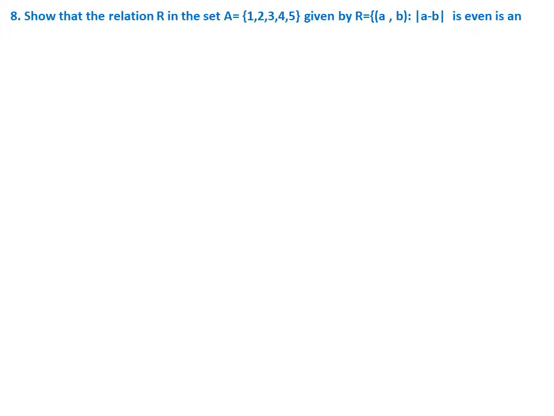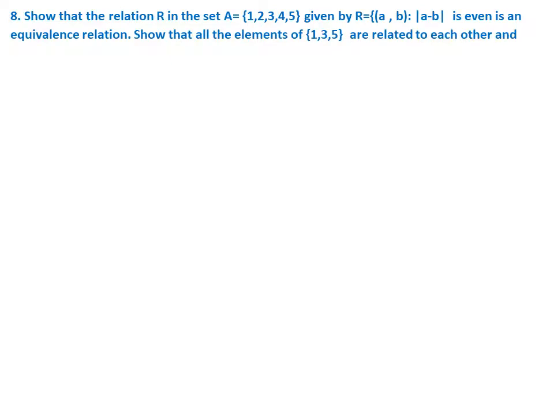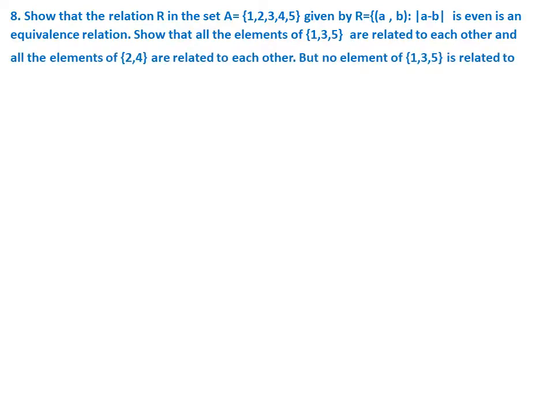Next, show that the relation R in the set A = {1, 2, 3, 4, 5} given by R = {(a, b) such that |a - b| is even} is an equivalence relation. Show that all the elements of {1, 3, 5} are related to each other and all the elements of {2, 4} are related to each other, but no element of {1, 3, 5} is related to any element of {2, 4}. This is a comparatively lengthy question. You have to understand the question, then you have to do it. So let us prove it like this.